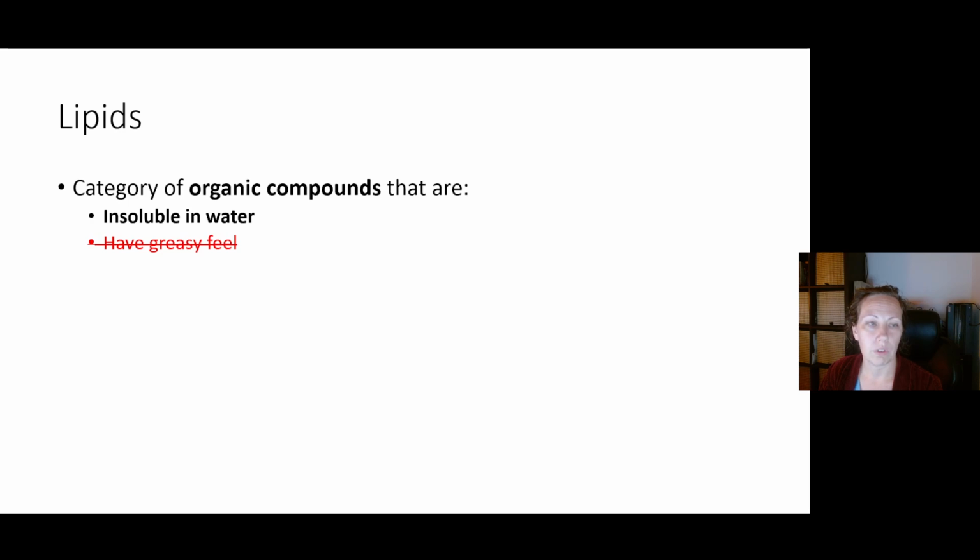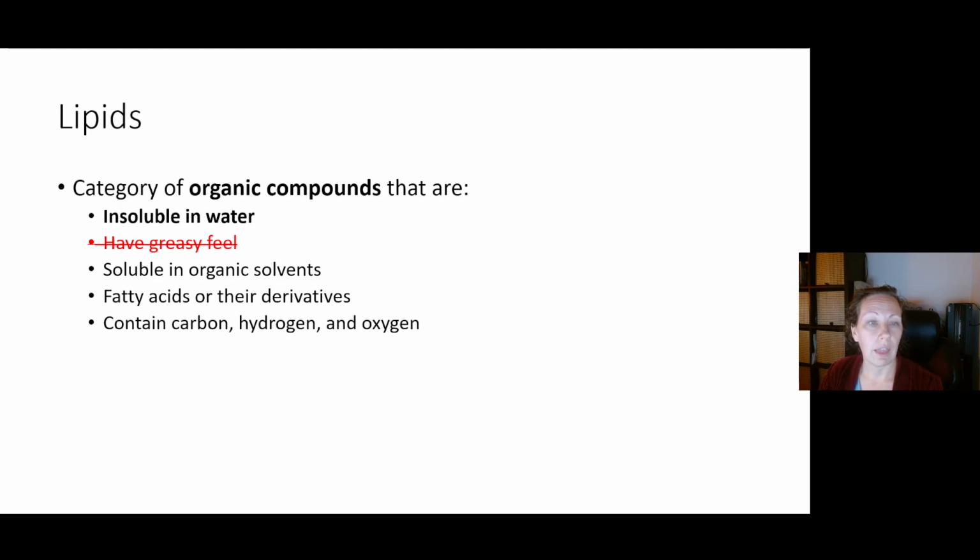For example, the steroids, cholesterol, those would not have a greasy feel if you were to hold those in your hand. Many of the lipids do, but not all of them. So I crossed that out because that's not really part of the definition of lipids as a whole. But they are soluble in organic solvents, and they include fatty acids or their derivatives.